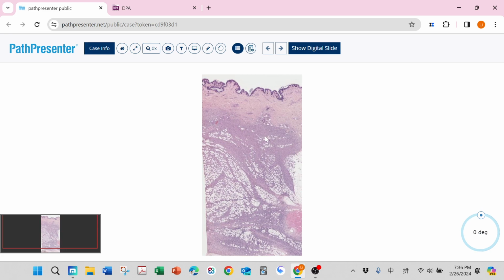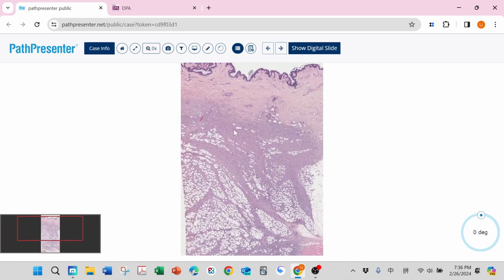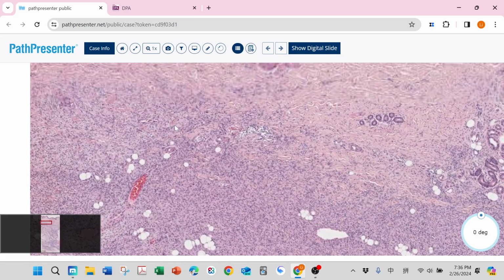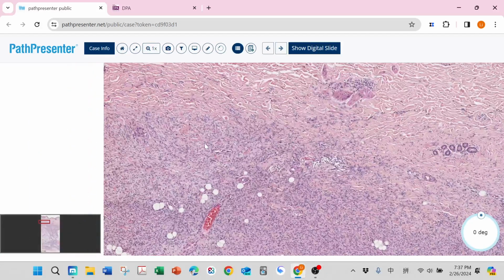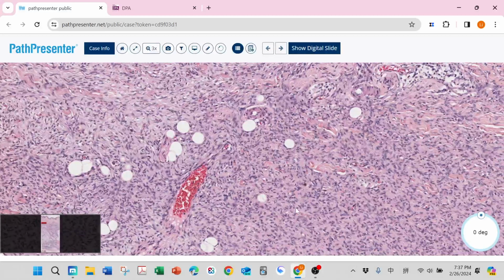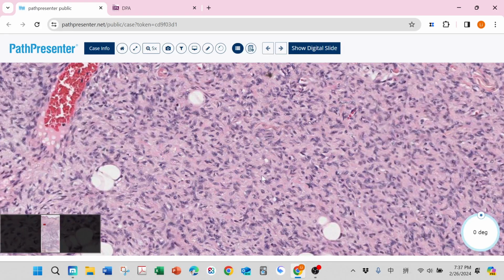So let's go to our last entity, that is DFSP. In low power, we already know this is an excisional sample. Then we have this really nice honeycomb pattern, all the fat trapped by these DFSP cells, by these sarcoma cells. Sometimes in DFSP we can often see collagen trapping, but this one is not as good as the DF, but you still see maybe some collagen trapping. But when you see the cytology, the cells are kind of monotonous.